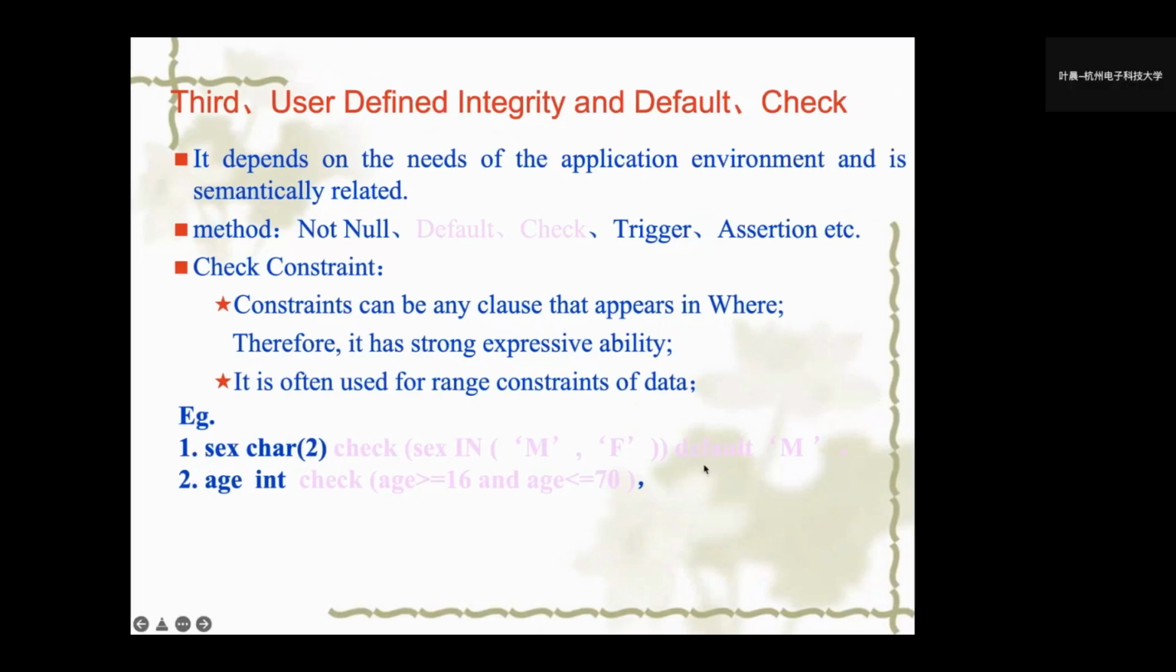Now here we use the default, which means that if this sex you set is null, we give a default value M, which represents male. And for the age, we need to keep its domain in a given range. So we can write a check constraint here. For age, we give an int type, and the check constraint is that this age is larger than 16 and smaller than 70.